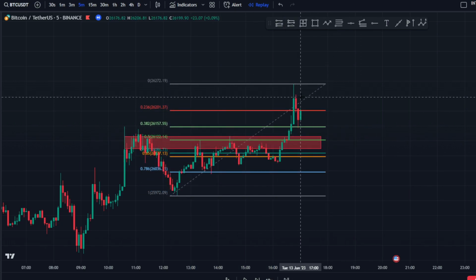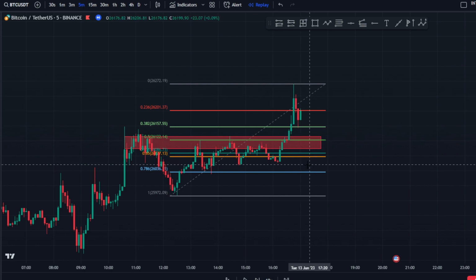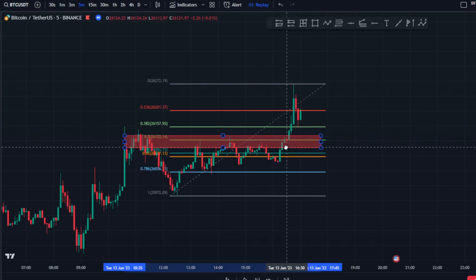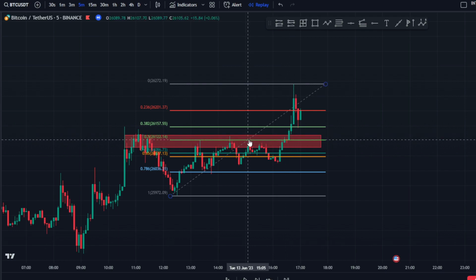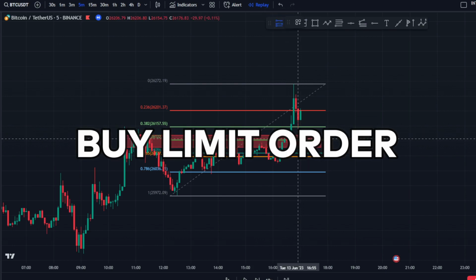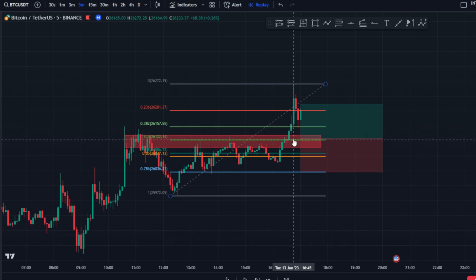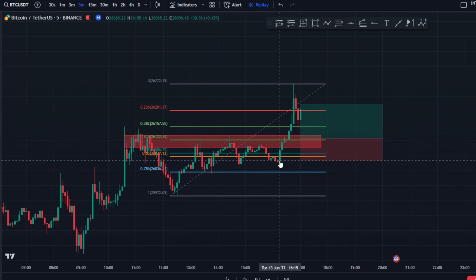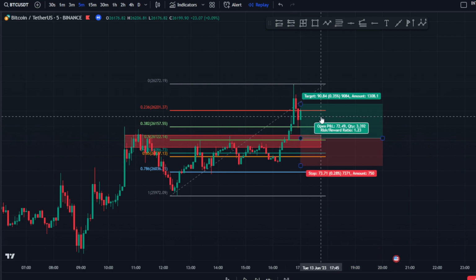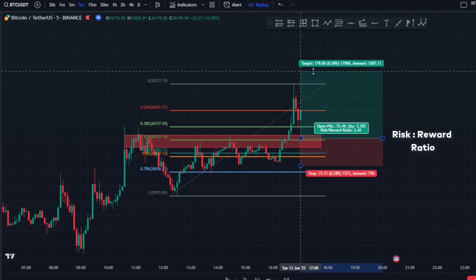The next step will be to identify the level which aligns with the same area of resistance. In this case, the 0.5 level is the same zone as the area of resistance, and what you want to do is place a buy limit order at the same area of resistance and the 0.5 Fibonacci line. For this, place a stop loss below the 0.618 level, or you can place it above the recent lower low, and you can aim for 1.5:1 or even 2:1.